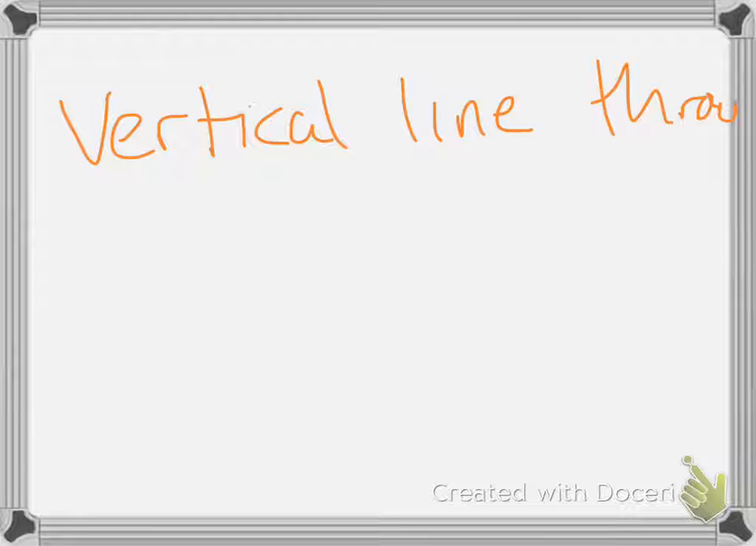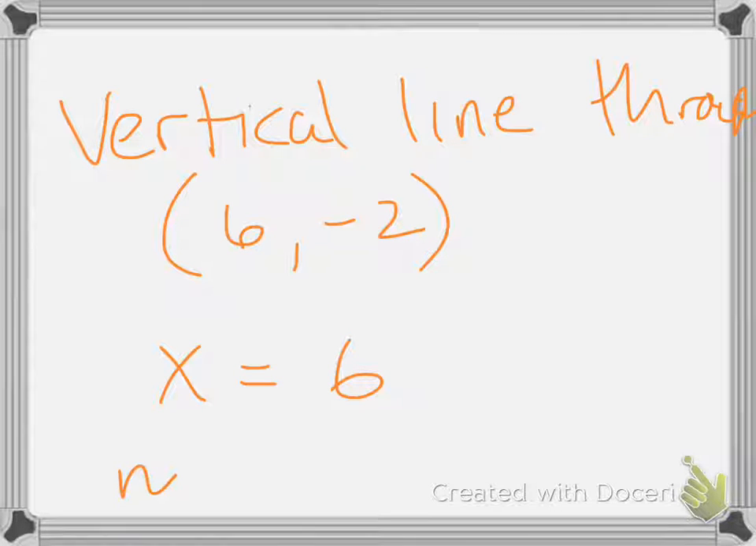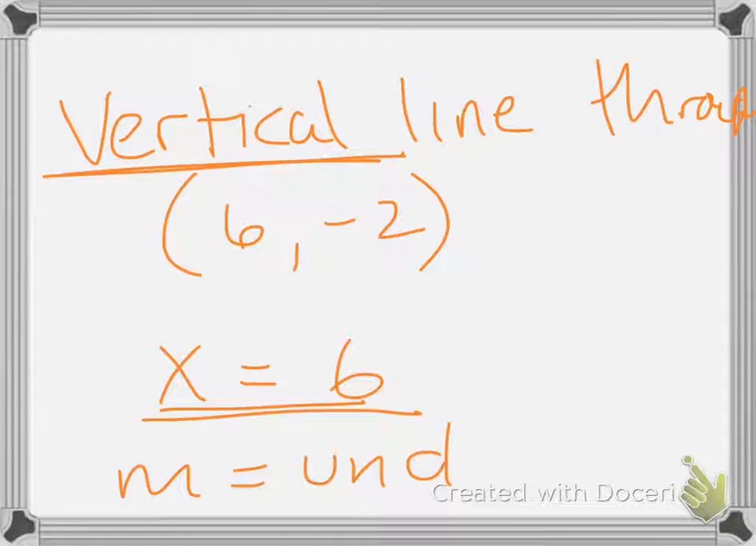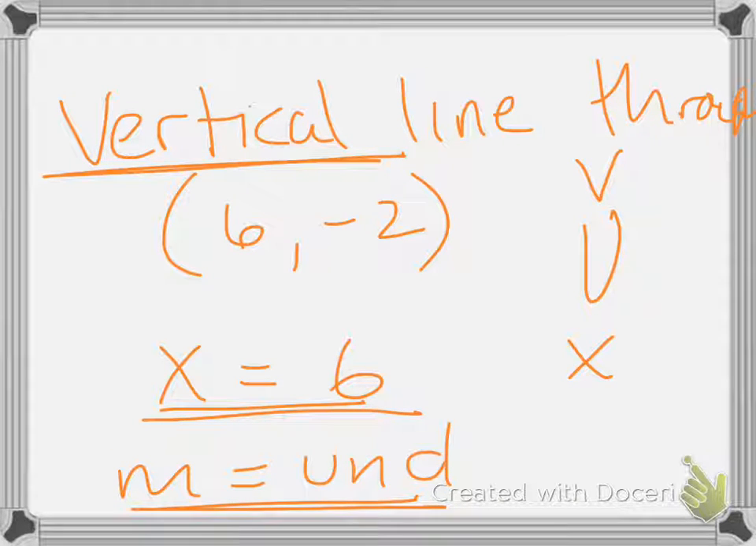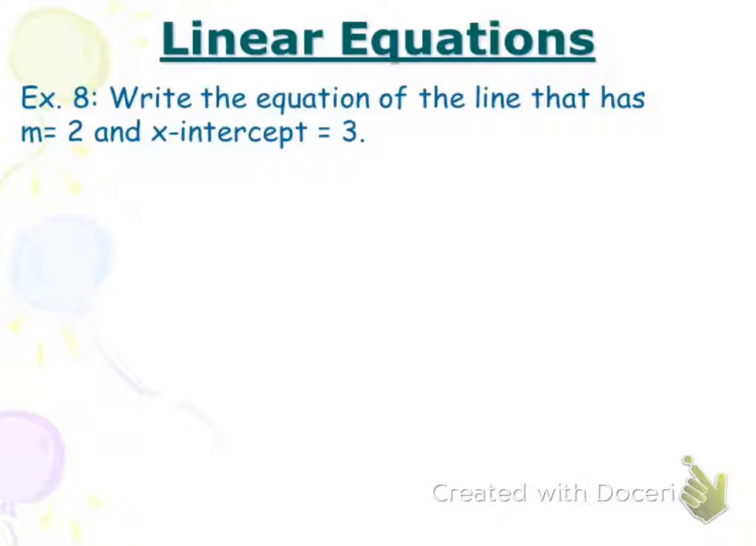So if I tell you that we have a vertical line through 6, -2. What's the equation? X equals 6. What's the slope? Undefined. They always go together. Vertical lines. X equals a number. Slope is undefined. Vux. All right? Live and die by it. All right? Last example.